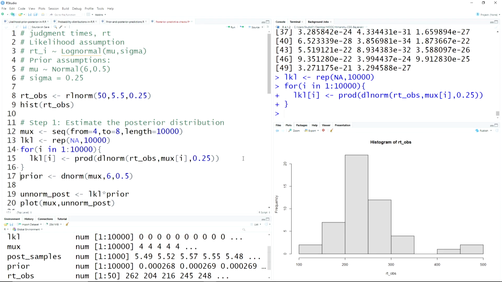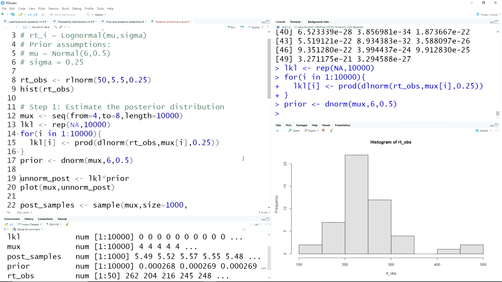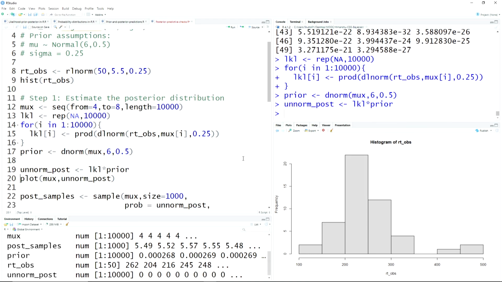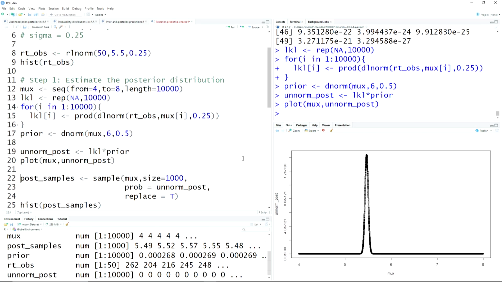So, we calculate the joint likelihood for each parameter value, and then we calculate the prior density for each parameter value. Then we can calculate the unnormalized posterior, where we just multiply likelihood and prior, and you can visualize how the unnormalized posterior looks. So, this is how the unnormalized posterior distribution looks. At this point we have estimated the posterior distribution.